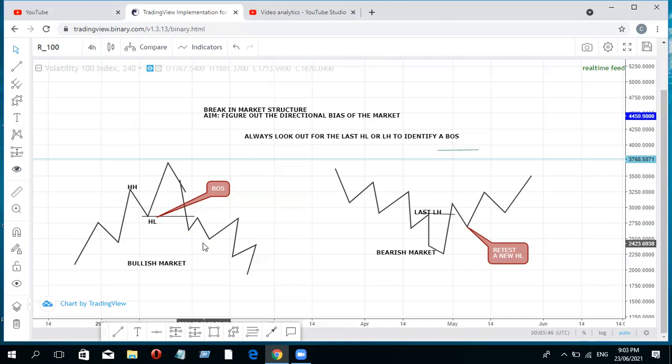In our next video, we'll be talking about how to make entries based on break of market structure. We don't want to make the video so lengthy, so that you can follow it one at a time. Feel free to take screenshots and all of that.